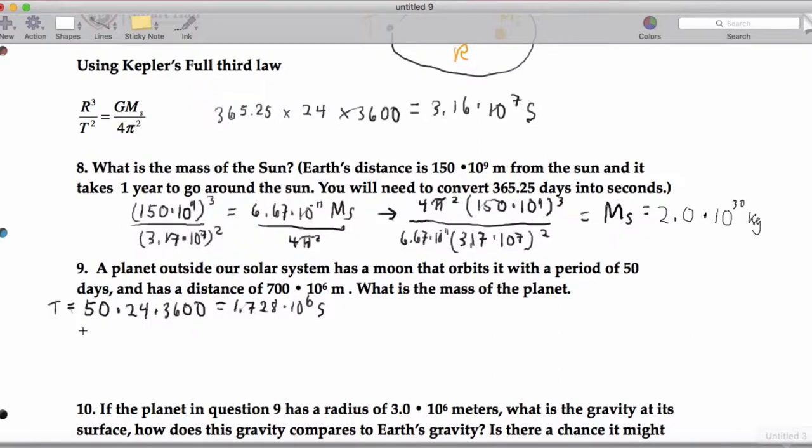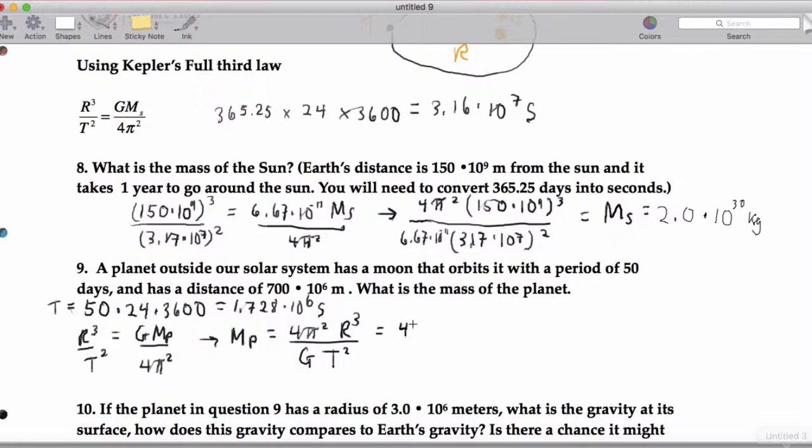Now we're going to go ahead and get the mass of the planet. I'm going to do this with algebra first. So r cubed over t squared equals G times the mass of the planet that we find, divided by 4 pi squared. Isolating, the mass of the planet in question is going to be 4 pi squared r cubed over G times t squared. Let's put in our numbers first.